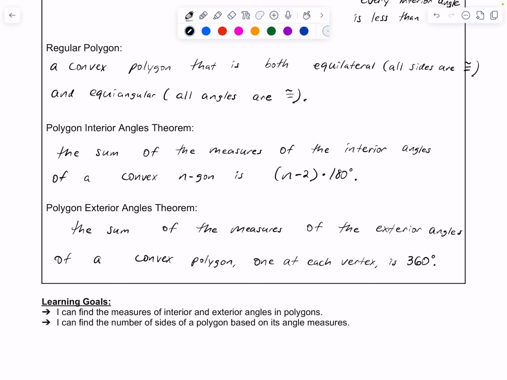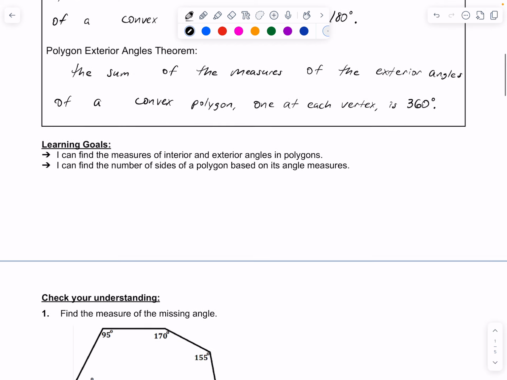And then really focusing on these last two theorems, the polygon interior angles theorem, where the sum of the measures of the interior angles of a convex n-sided polygon is n minus 2 times 180 degrees. And then finally, same thing with the polygon exterior angles theorem, the sum of the measures of the exterior angles of a convex polygon, one at each vertex, is 360 degrees. So those are the two new things we'll be using in some examples today.